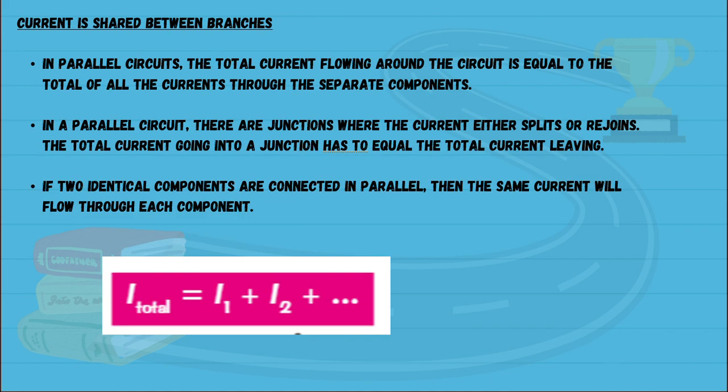Current is shared between branches. In parallel circuits, the total current flowing around the circuit is equal to the total of all the currents through the separate components. In a parallel circuit, there are junctions where the current either splits or rejoins. The total current going into a junction has to equal the total current leaving. If two identical components are connected in parallel, then the same current will flow through each component. I total is equal to I1 plus I2 plus, and so on.